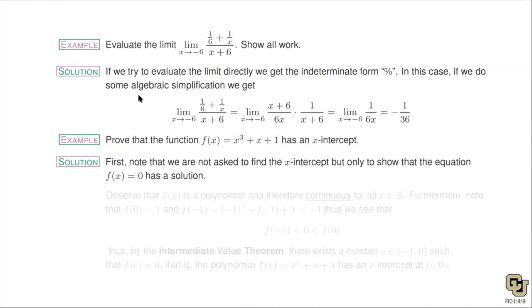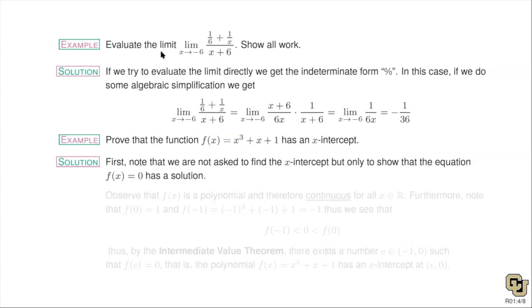Here, if I can show that the function f of x, which is a polynomial, which is continuous, is below the x-axis at some x value, and above the x-axis at another x value, then at some point in between those values, it must have crossed the x-axis because of continuity. It can't jump over. There can't be any breaks or holes in the graph.